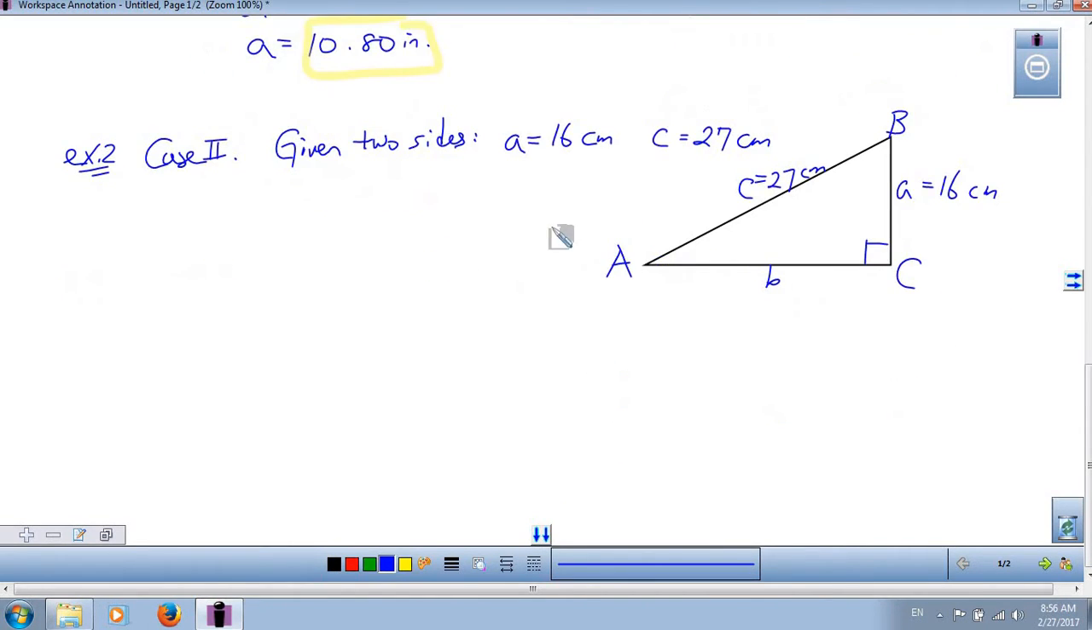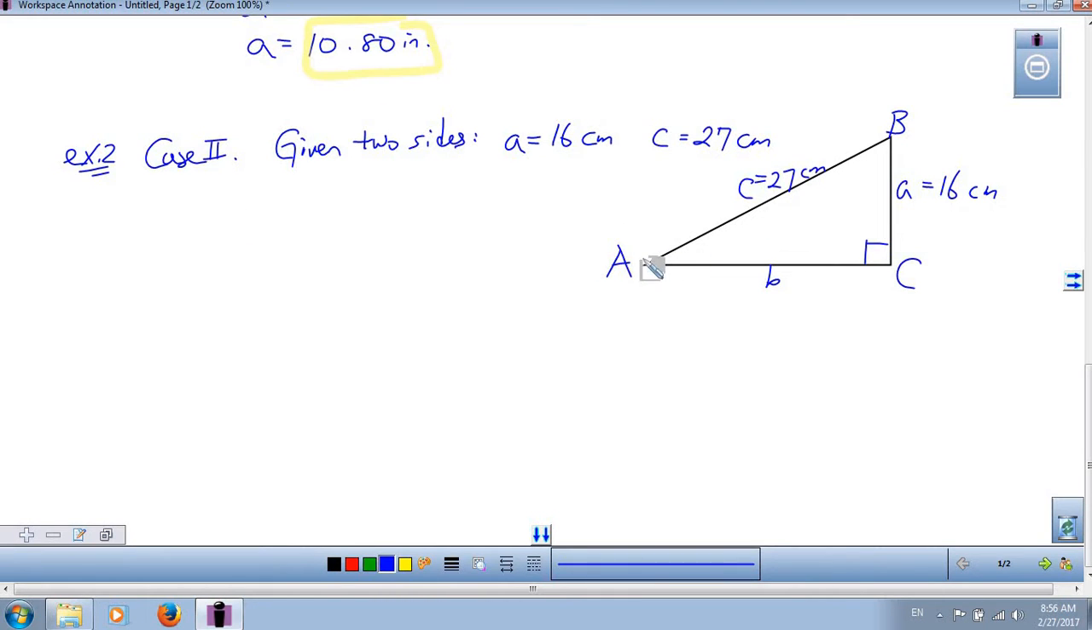Well, there's two ways we can do this. We can actually solve for side B first using the Pythagorean theorem. We can do that, or we can go ahead and solve for angle A and angle B. So I'm going to show you how to solve for angle A and angle B.